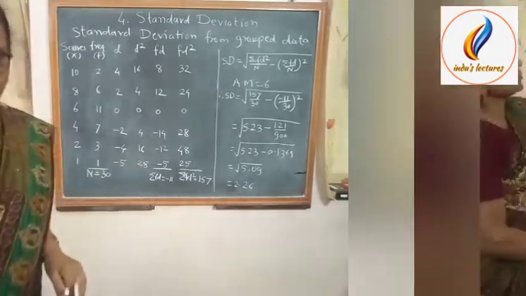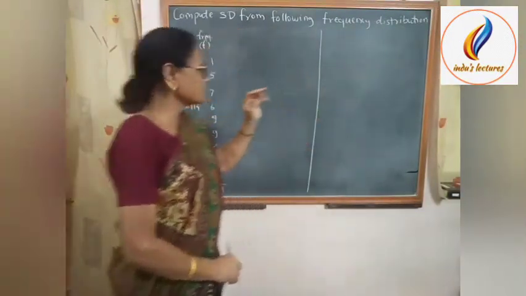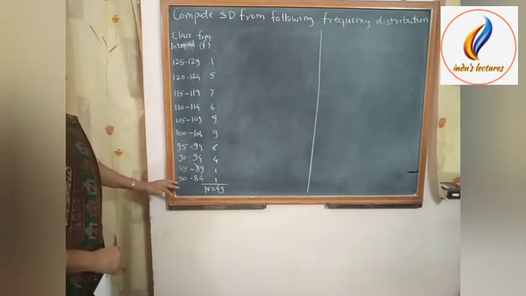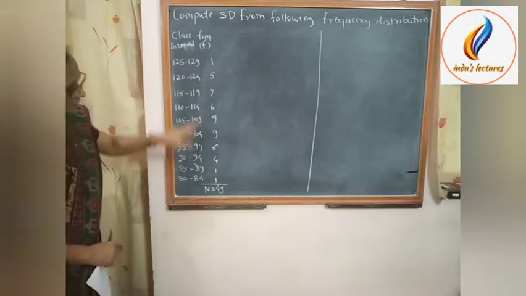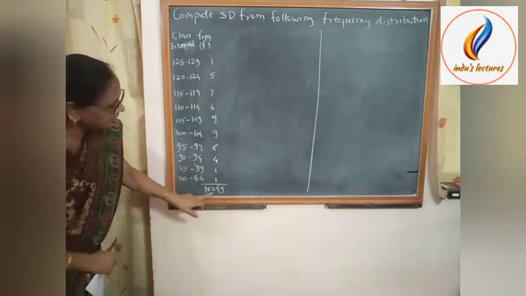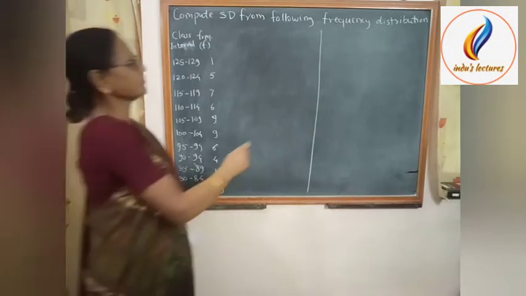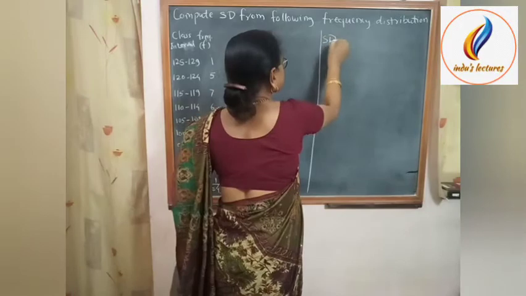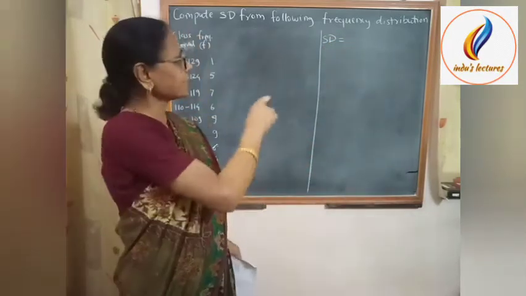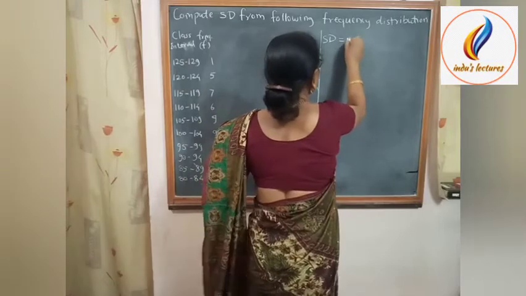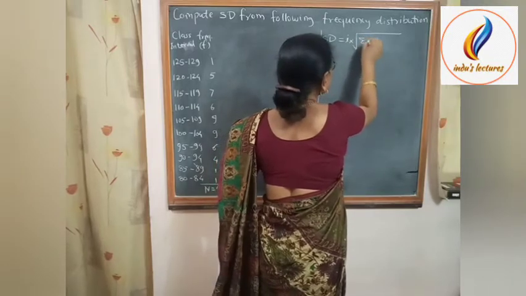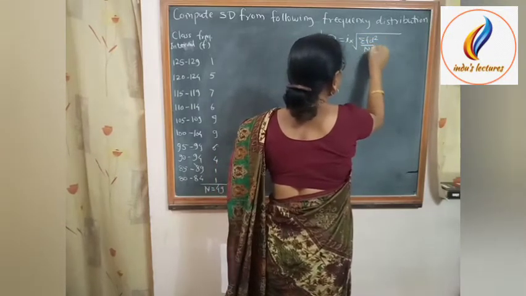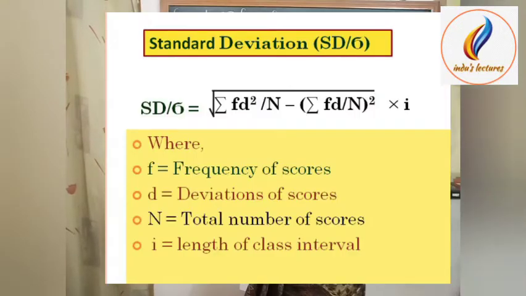Now we consider the next example: standard deviation from the following distribution. The distribution is given in the form of class interval and its frequencies. Now if we add all frequencies, then the sum, that means n, is equal to 49. Now we have to calculate standard deviation. So for calculating the standard deviation, the formula used is i multiplied by under root of summation fd square upon n minus summation fd upon n bracket square.